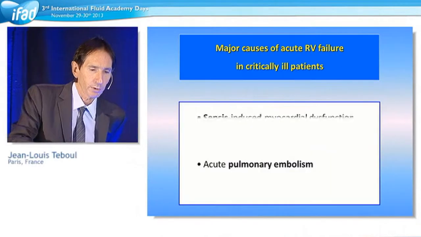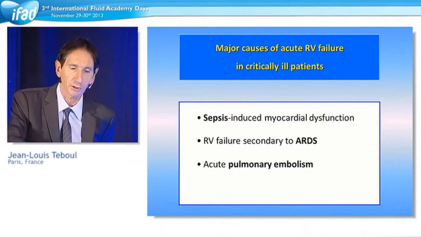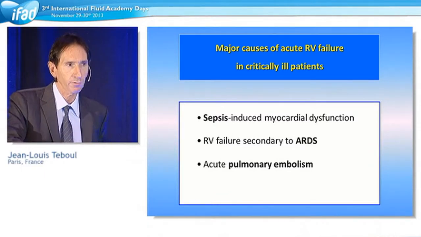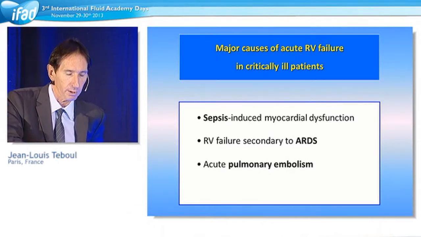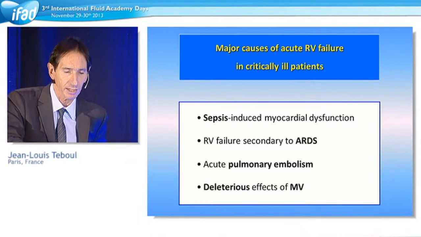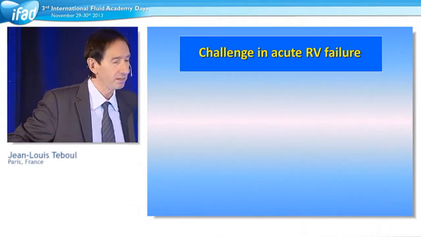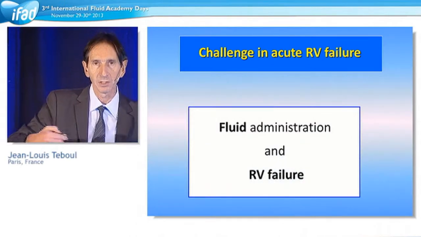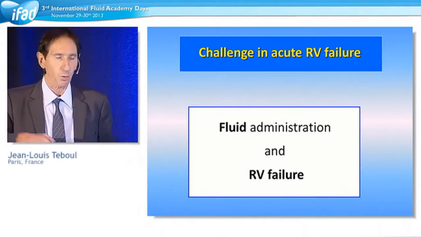So what are the main causes of acute right ventricular failure in critical patients? Sepsis-induced myocardial dysfunction, right ventricular failure secondary to ARDS, acute pulmonary embolism, and also deleterious effects of mechanical ventilation. And what is the challenge for us as intensivists in acute right ventricular failure? For me, the main challenge is to deal with fluid administration in the presence of right ventricular failure.